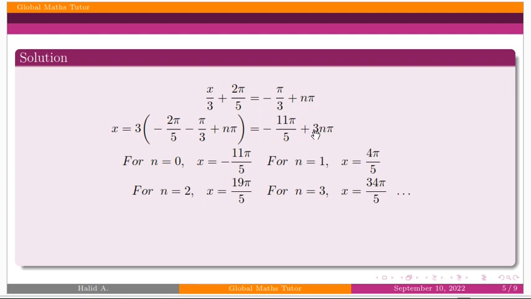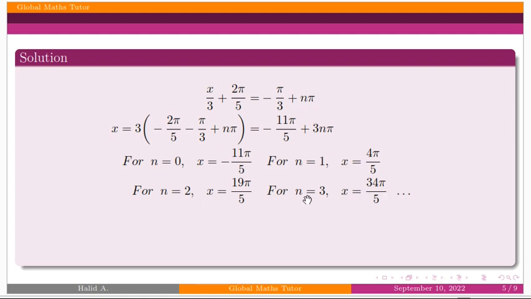Then find solutions of x by changing the value of n. For example, for n equal to 0, it gives x equal to minus 11 pi over 5. For n equal to 1, it gives 4 pi over 5. For n equal to 2, it gives 19 pi over 5. For n equal to 3, 34 pi over 5. And we can list infinite solutions.